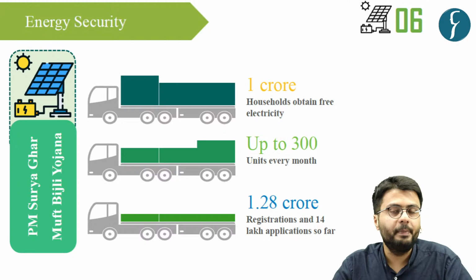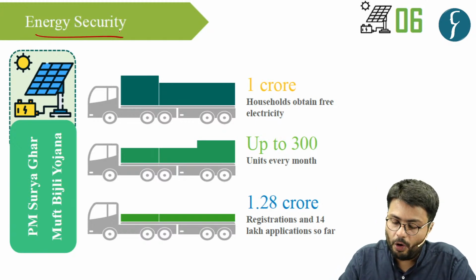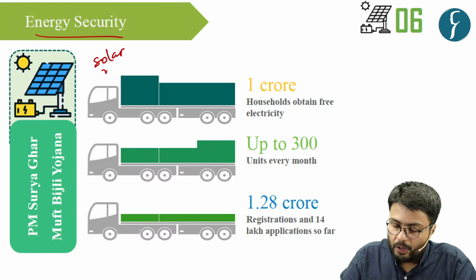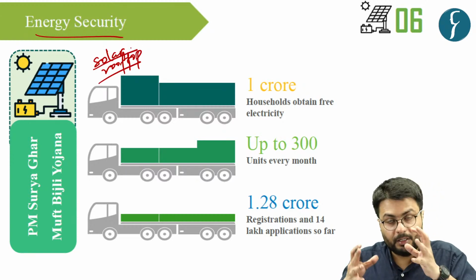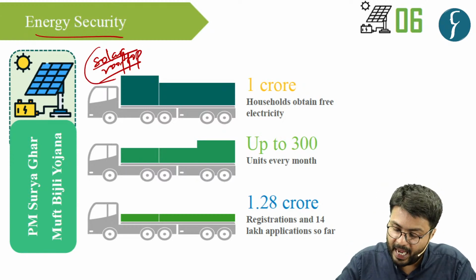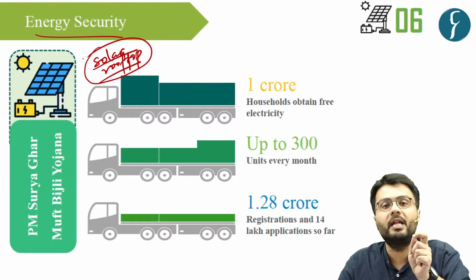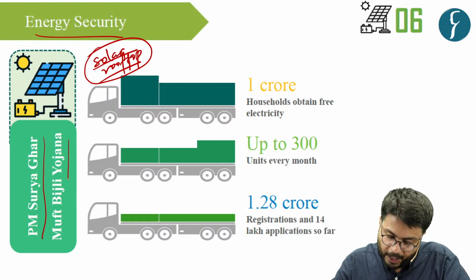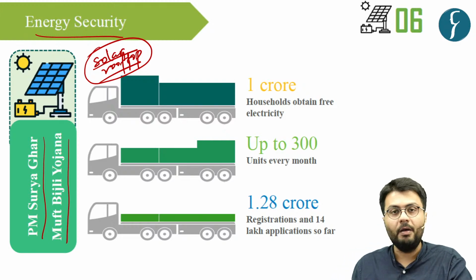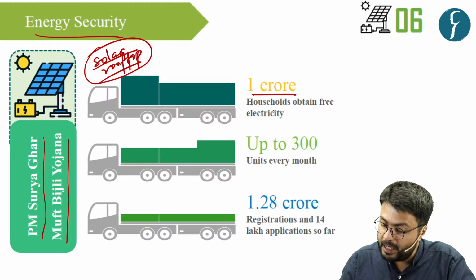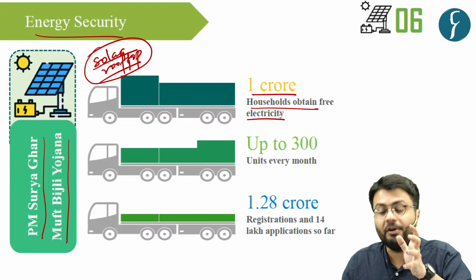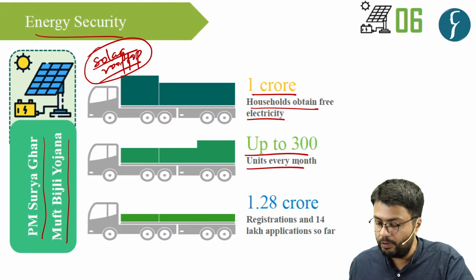Now, the second aspect of energy security. As I've already highlighted, the government is promoting establishment of solar rooftop projects, which will enable the citizens of our country to generate electricity themselves, that is solar electricity. Now, in the interim budget, the government announced PM Surya Ghar Muft Bijli Yojana, which is looking to provide as much as 1 crore households with the provision to generate free electricity up to 300 units per month.